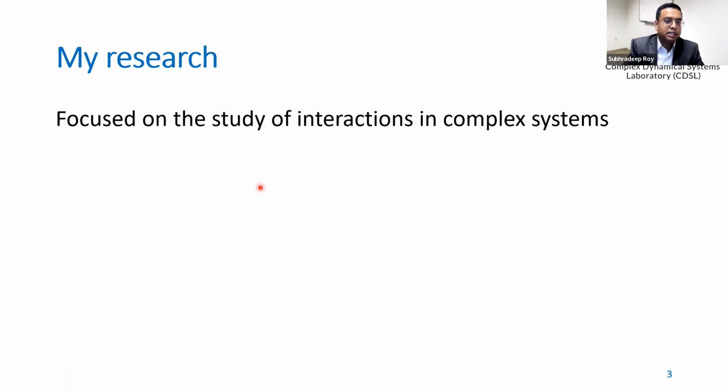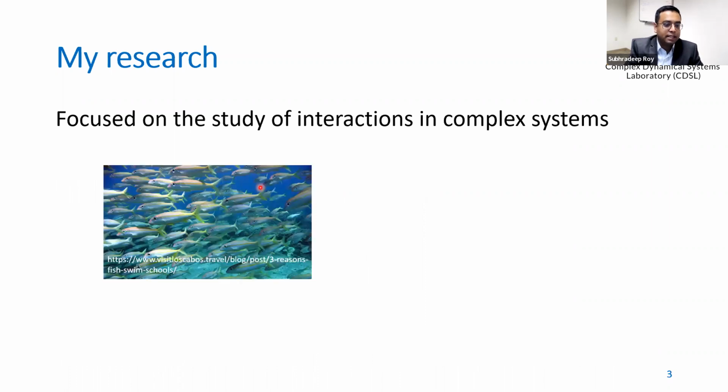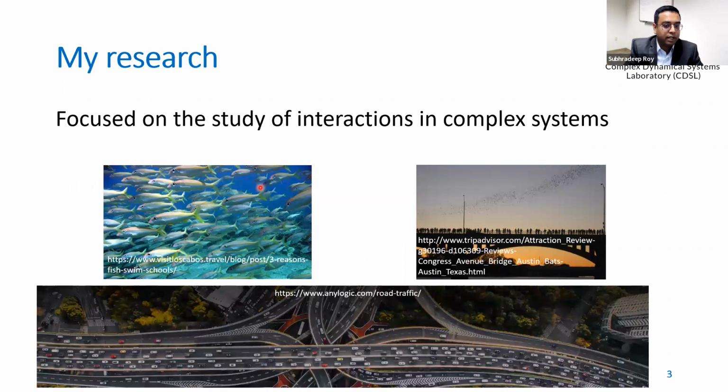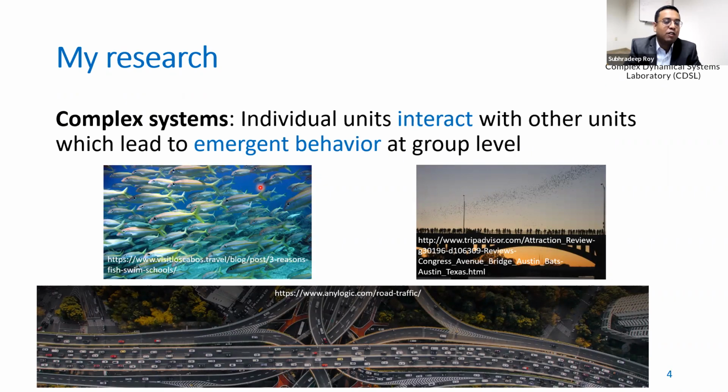So my research is primarily focused on the study of interactions in complex systems. Here are some examples of complex systems like fish schools, bat swarms, and other natural systems. We can also have man-made complex systems like traffic and transportation networks. I do not have to define what complex systems are to this audience, but the main feature of a complex system is that it has many interacting components. And the interaction among these units leads to an emergent behavior that we see at the group level.